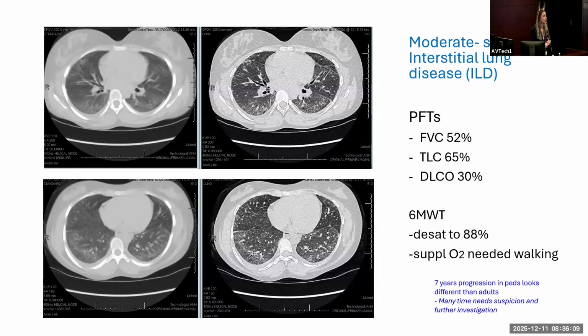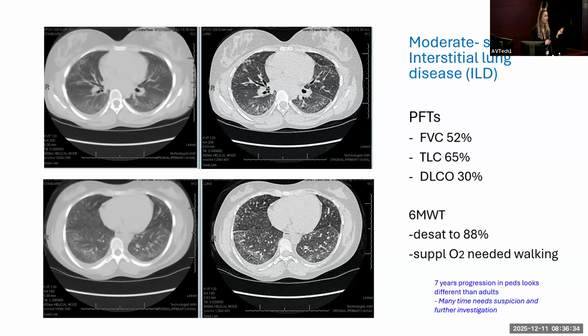So her pulmonary function test, her FVC, her forced vital capacity, 52%, total lung capacity, 65%. Her DLCO, so her diffusion capacity, 30%. That's not good at all. She's one of the ones that we made walk around in clinic, and then she became tachypneic and everything, and she actually desats and needs oxygen when she exercises, but no one told her that. So she had pretty severe disease.